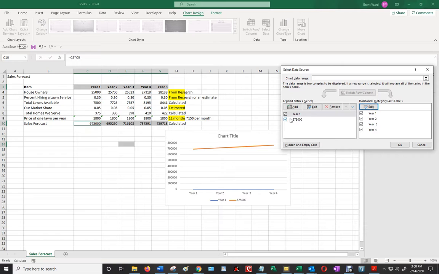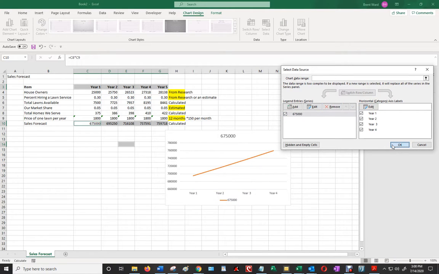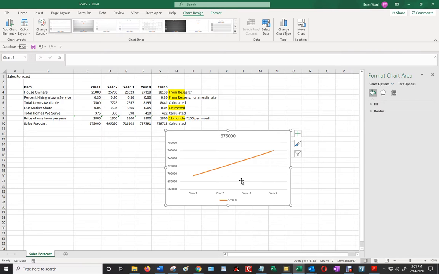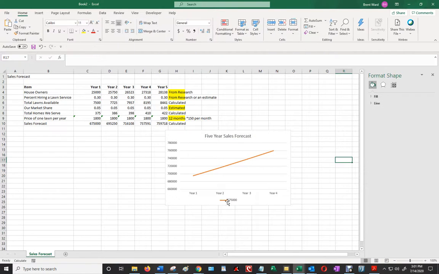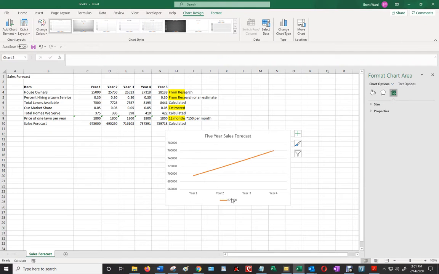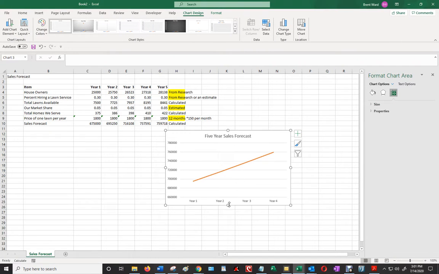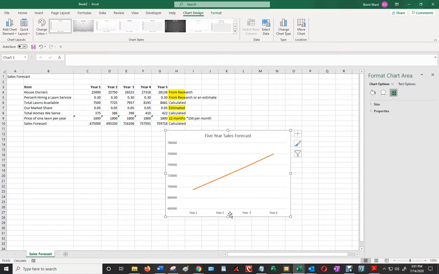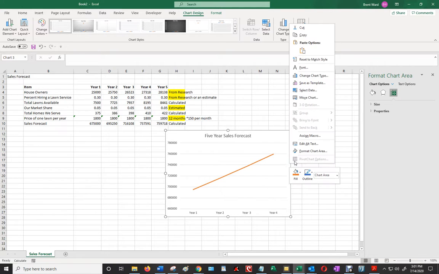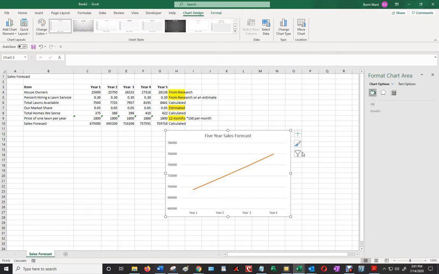And then I want to get rid of that. Now why it says 67,500 at the top I don't know, but I would go 5-year sales forecast right here. This, get rid of that, and I would put here, right click, format, chart area. Let me pause for a minute.